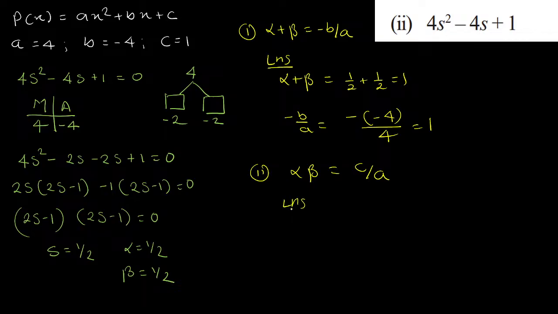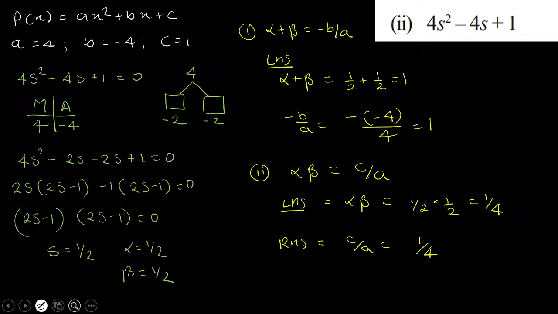The second result, alpha beta is equal to c by a. We'll take the LHS part, that is alpha beta. Alpha is 1 by 2, so 1 by 2 into 1 by 2, and that is equal to 1 by 4. And RHS, that is c by a, so c by a is 1 by 4. So this is all we have done for this question. Alright, let's move to the next question.